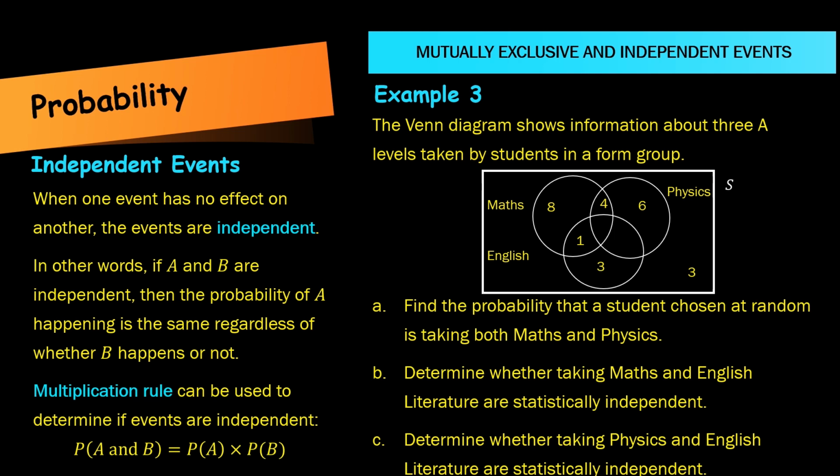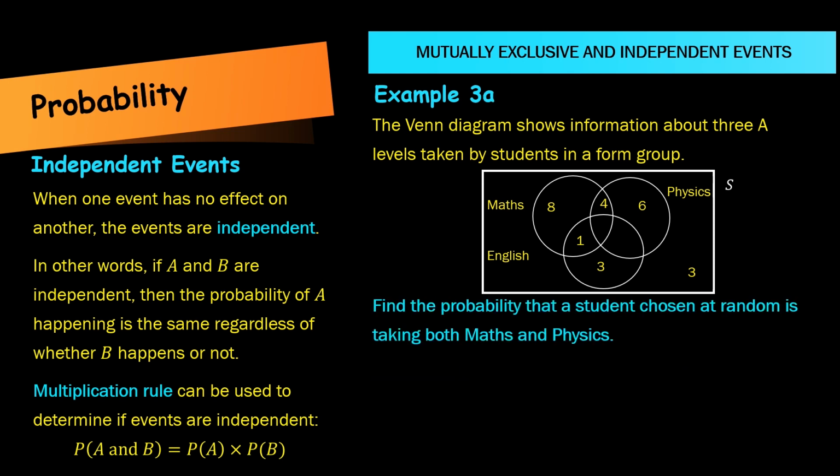And now for example 3. Pause the video and have a go. Press play when you're ready to view the solutions. So let's solve example 3a first. The Venn diagram shows information about 3 A-levels taken by students in a form group. Find the probability that a student chosen at random is taking both maths and physics.